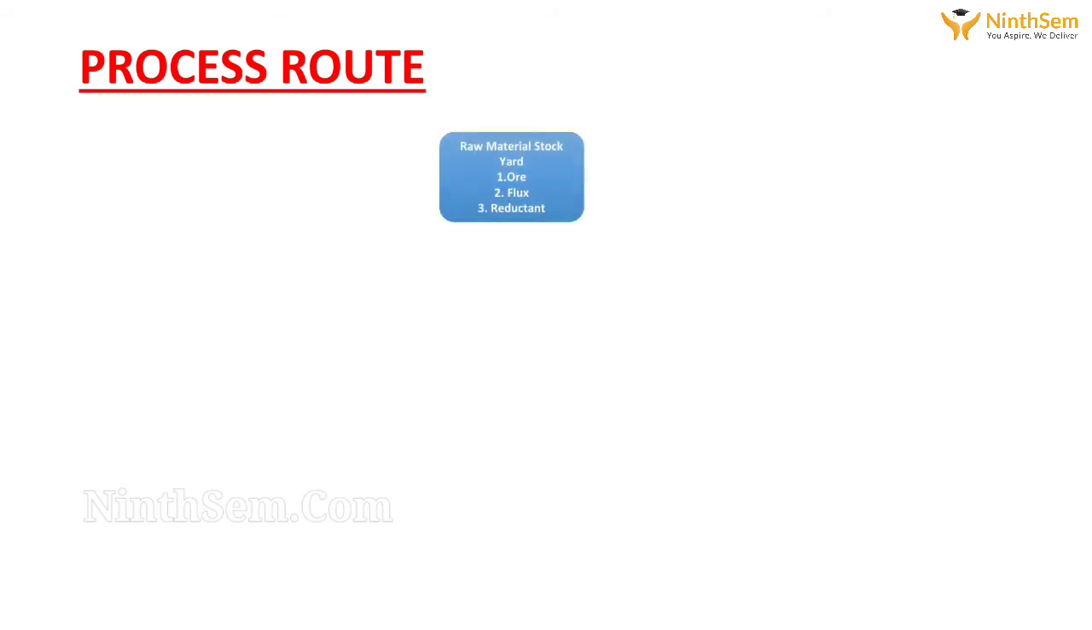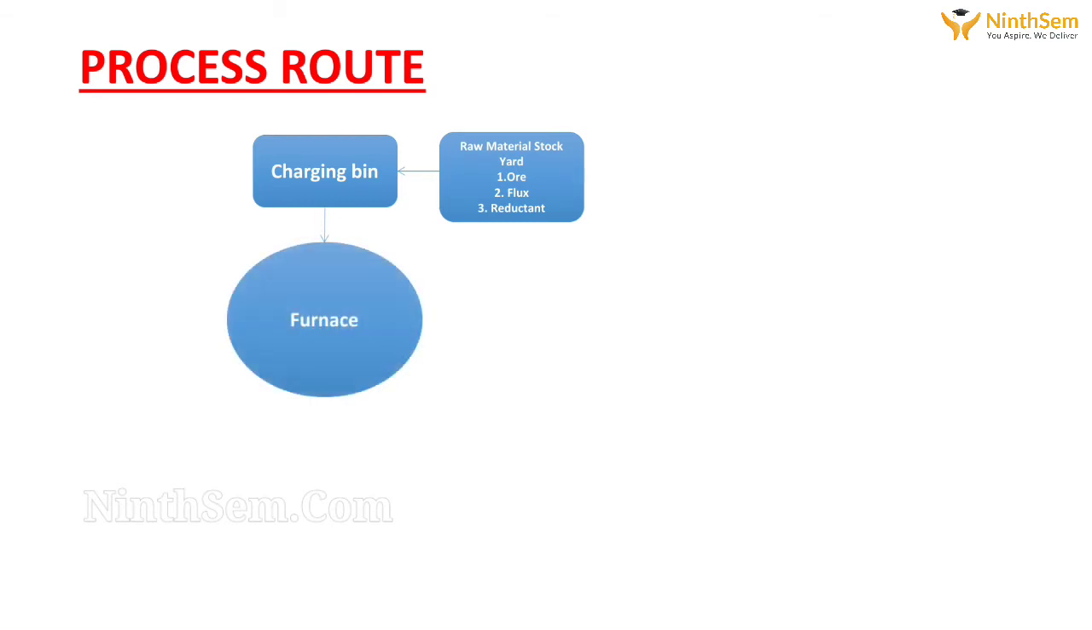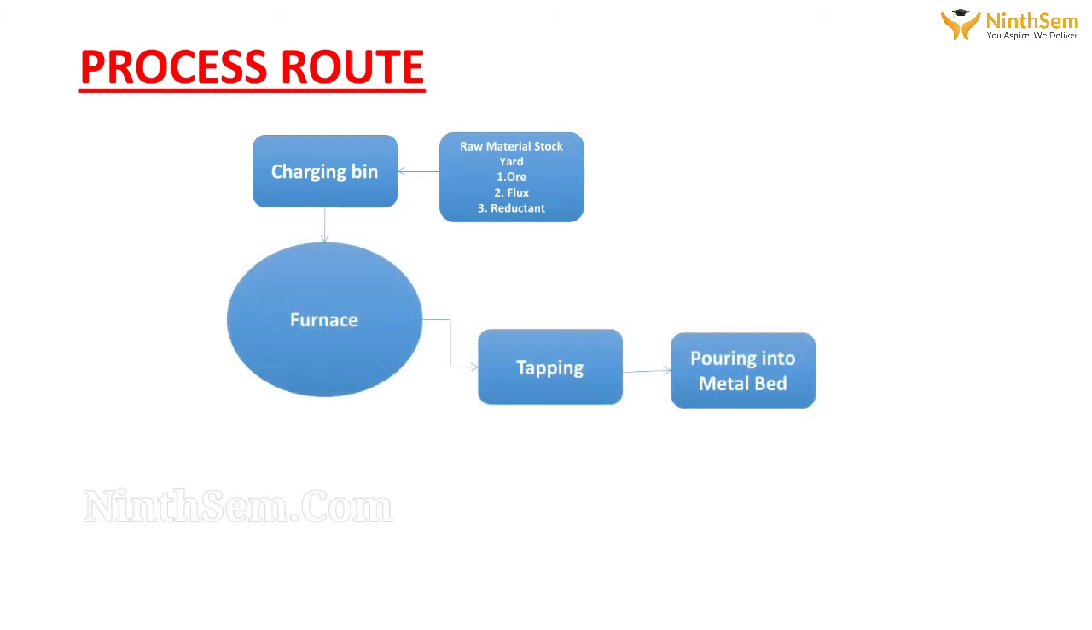Now see the process route. Raw materials from the mines are transferred to the stockyard by different transporting systems. Here see the diagram. Raw materials are fed to the furnace through charging bins. After the required power consumption, the tapping operation is done. After tapping, the liquid metal is poured into a metal bed. After that, cooling is done.